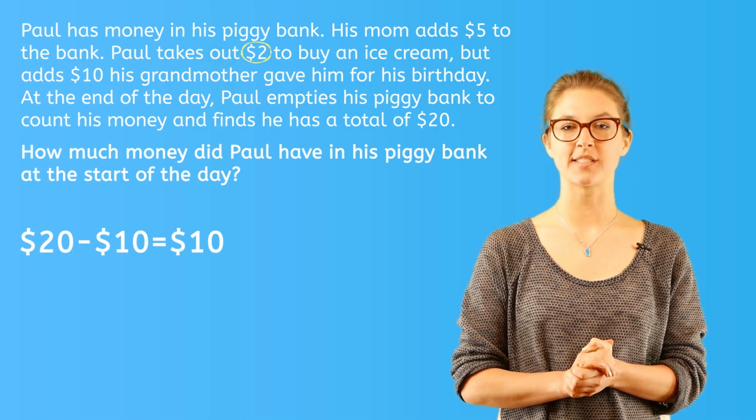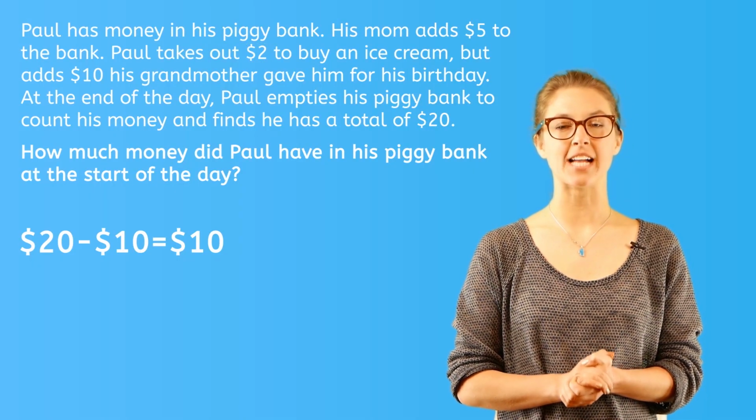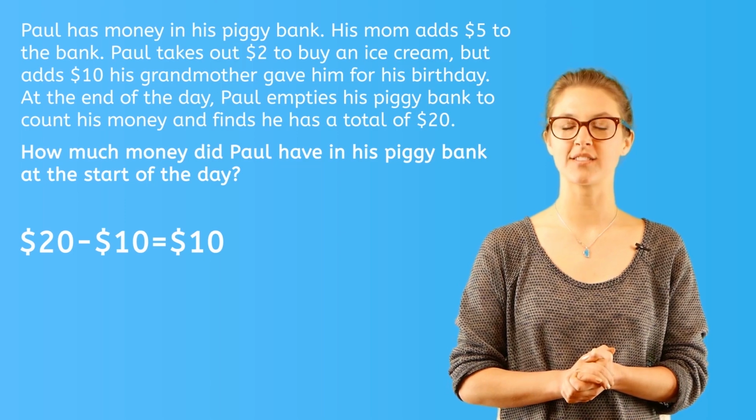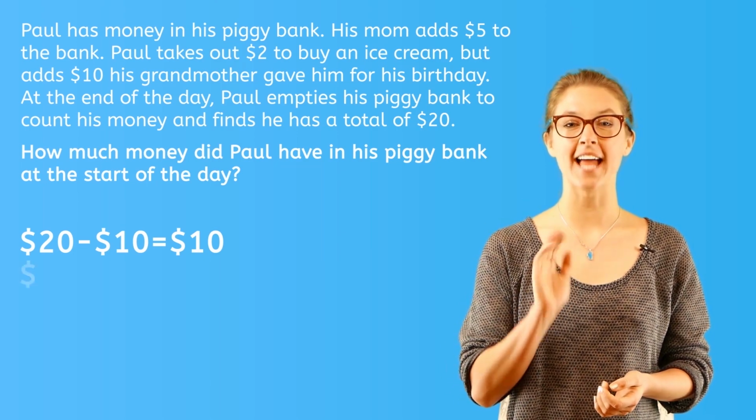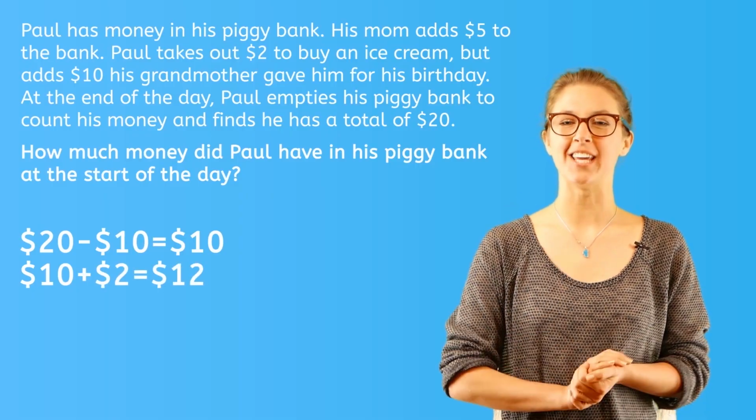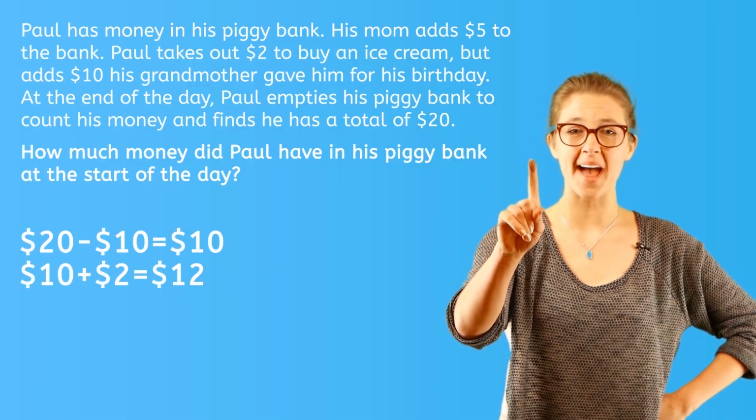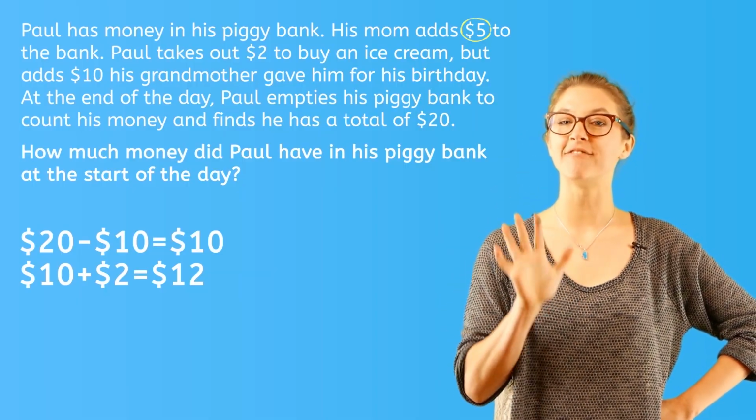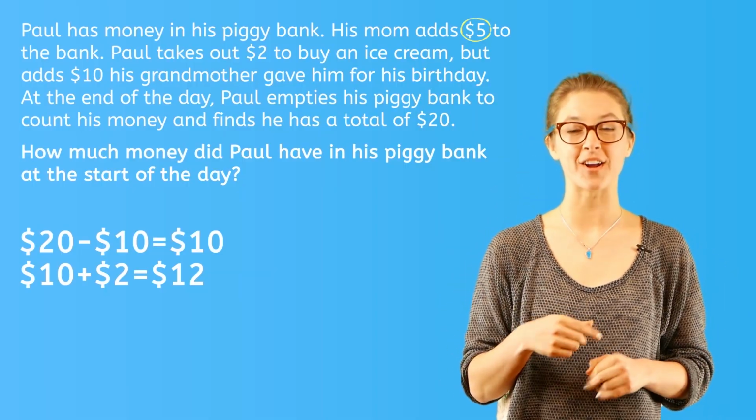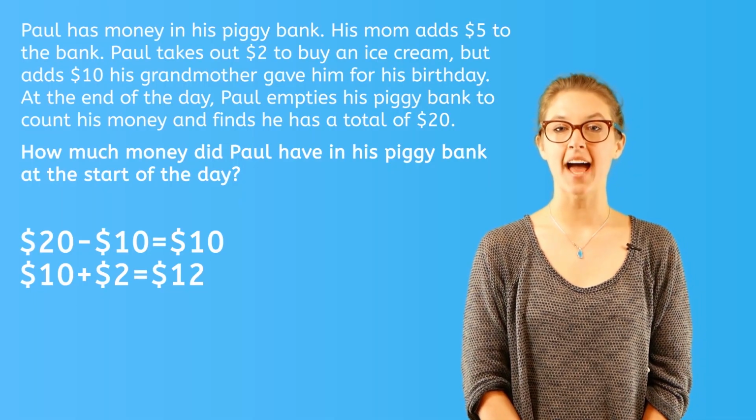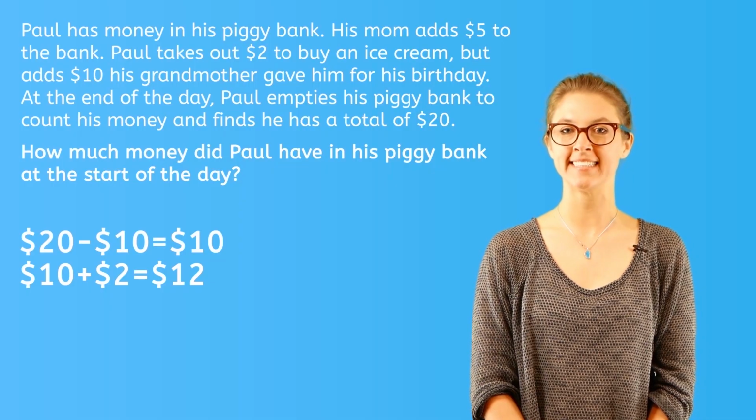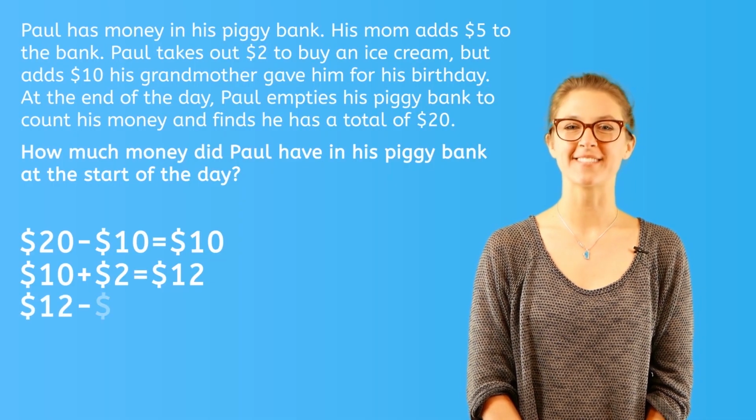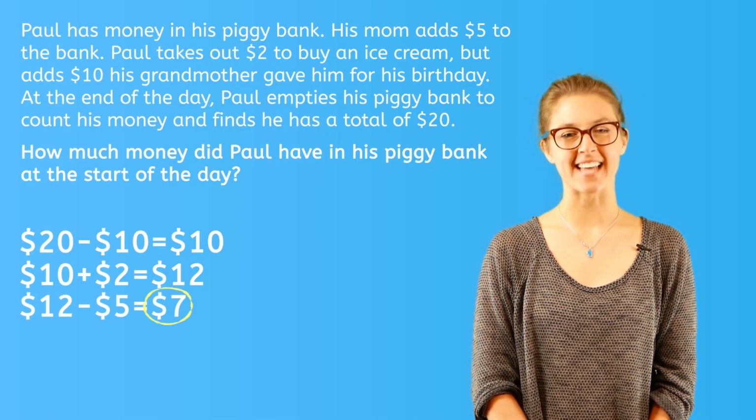Paul took out $2 to buy ice cream, but that means he had $2 more than $10. Remember, we're thinking backwards. That's $10 plus $2 equals $12. Wait, there's one more step. Remember, Paul had $5 added by his mother in the beginning of the day. That means he had $5 less than $12. So $12 minus $5 equals $7.